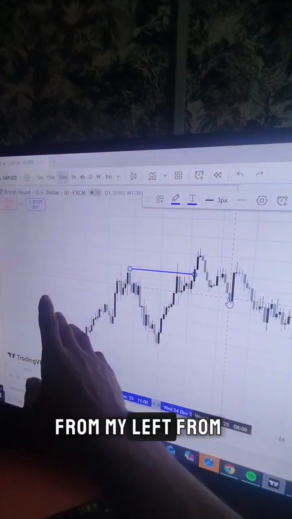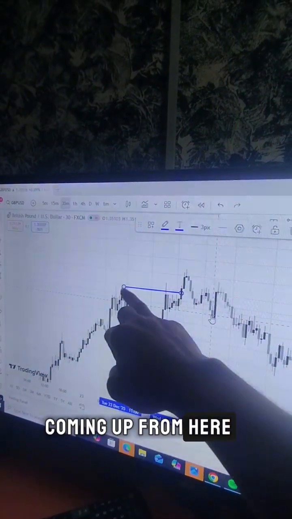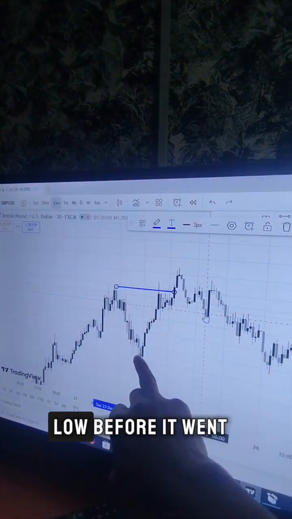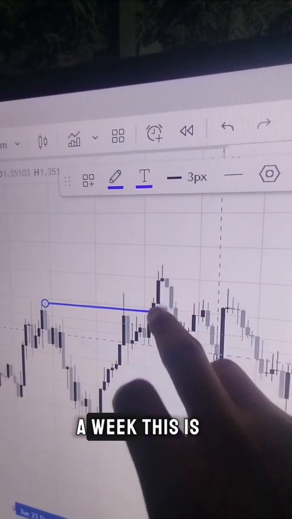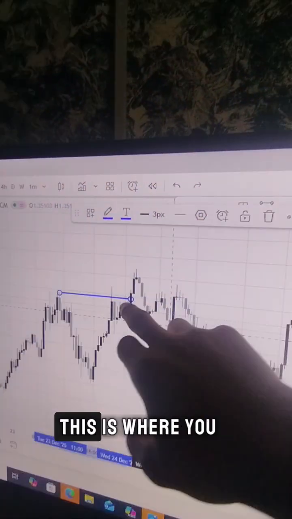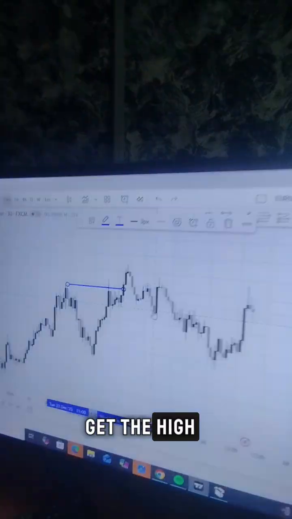From my left, as you can see, the market was coming up from here. From here, it dropped to this low before it went up again. This was just a weak high. This is where we got the body break. This is where you got the break of structure. After this break of structure, that is where the high is.